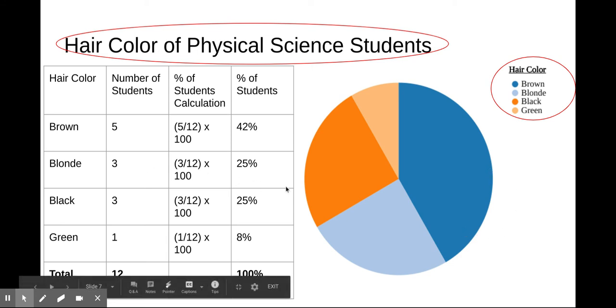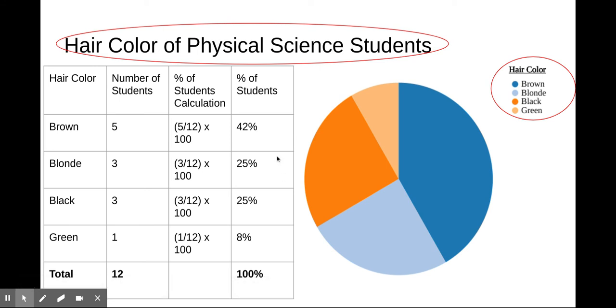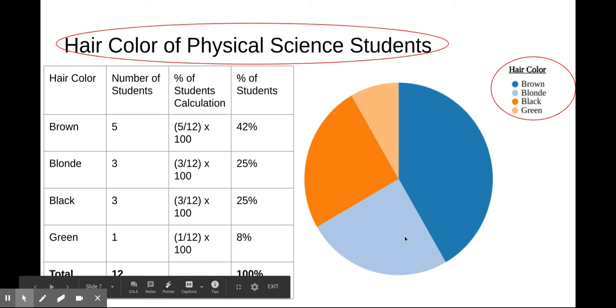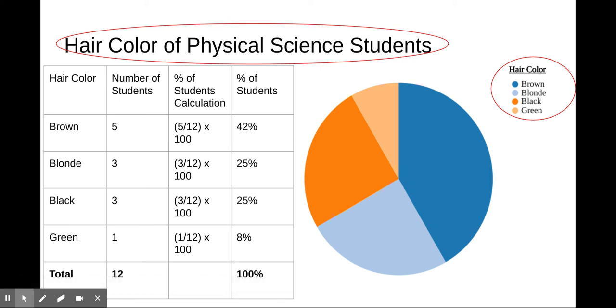If we look at the two 25% here, 25% is 1/4. So each slice here takes up 1/4. And then we have the remaining 8% with the green hair. So again, this is easy to compare within the group. The largest group is the students with brown hair, and we can see the blonde hair and black-haired students are the same size.